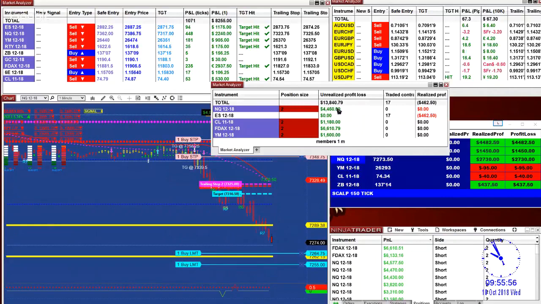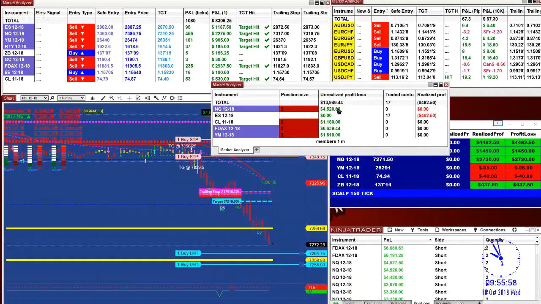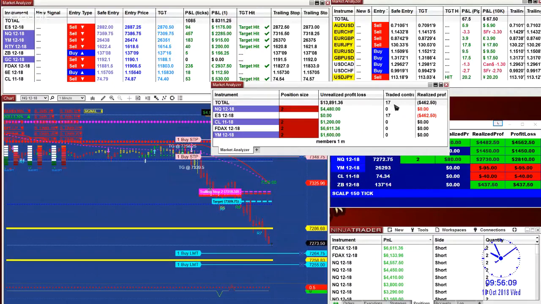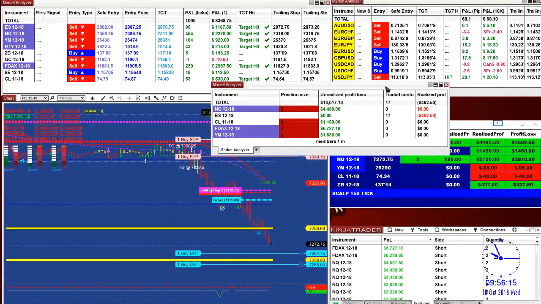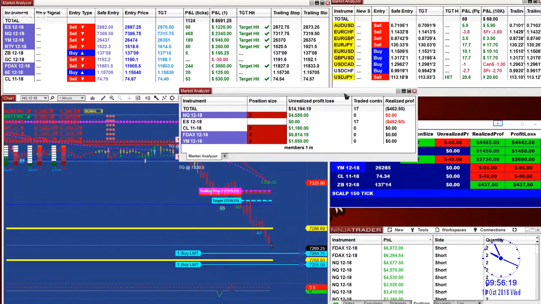Right now on that system, we have $14,000 based on 2 contracts and the number of trades. So those here now are at 0. This is the first trade. And this one here, the total is 17 trades on all of them. So these are the ones we are talking about for the members.